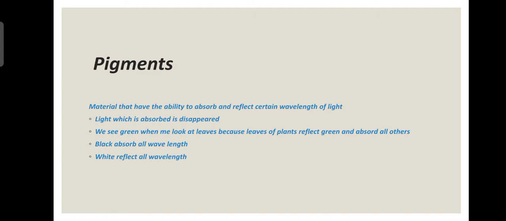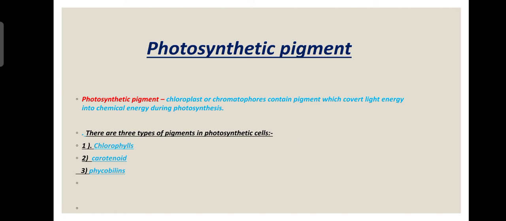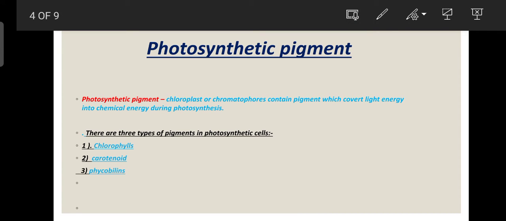Black absorbs all the wavelengths and white reflects all the wavelengths. So, photosynthetic pigment: chloroplast or chromatophore contains the pigment which converts the light energy into chemical energy during the photosynthetic process. And these are of three types: chlorophyll, carotenoids, phycobilins.